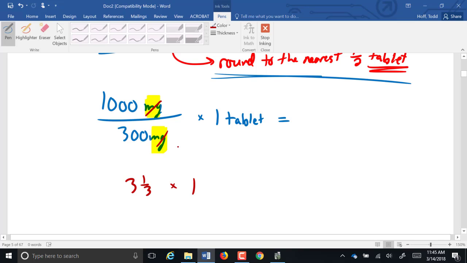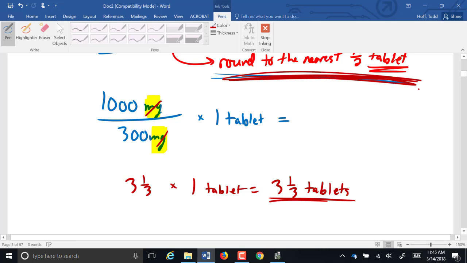Note that's unitless because the milligrams cancel out. 3 1/3 times one tablet is 3 1/3 tablets. Now, we said we have to round to the nearest half a tablet. So we're going to think about this. We have 3, 3 1/2, and 4 tablets.